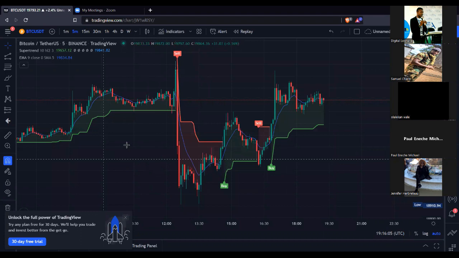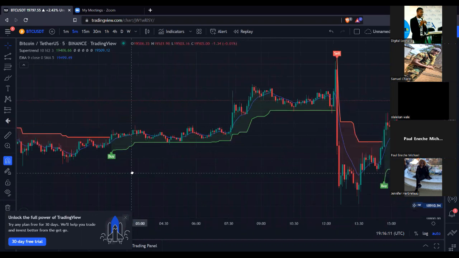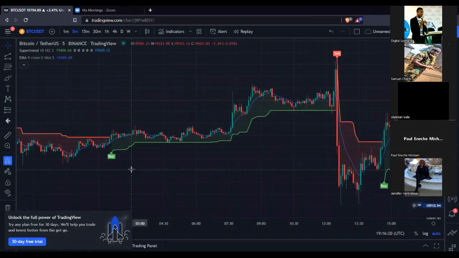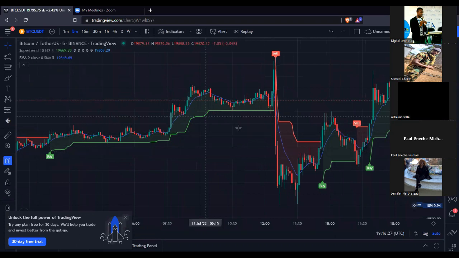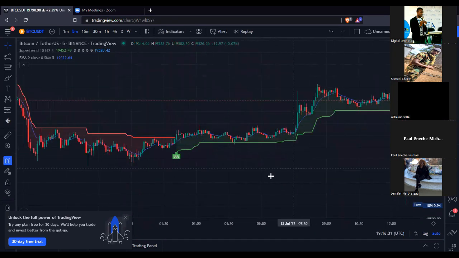So this is what the Supertrend indicator does. It is very straightforward. Just as the name implies, the Supertrend follows the trend of the market in real time. It is a short-term trend indicator. It follows the trend in real time, so if the market is going up, it gives you a buy signal. If it is going down, it gives you a sell signal, and it continues like that.